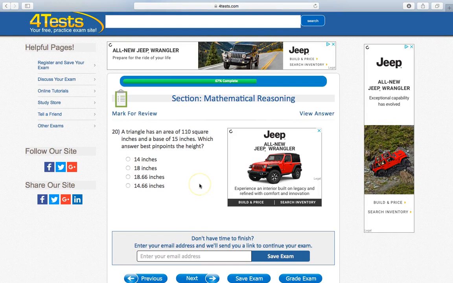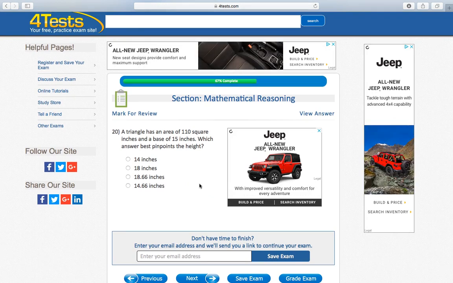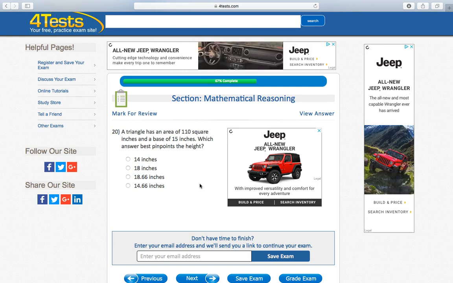Okay, area of a triangle. You do need to know that area of a triangle equals 1/2 base times height. That's just a formula that you need to have memorized. So a triangle has an area of 110 square inches with a base of 15 inches. Which answer best pinpoints the height?